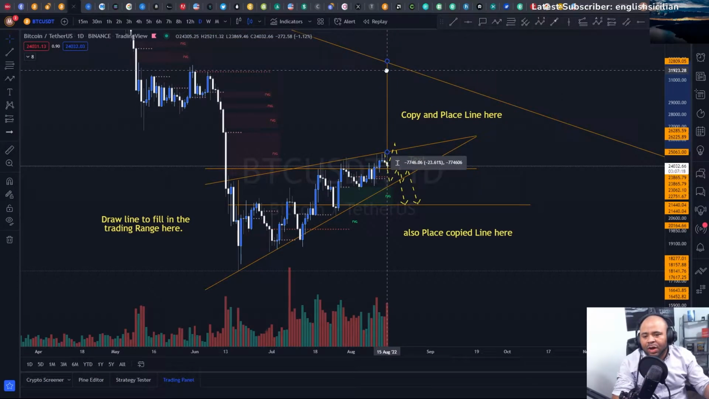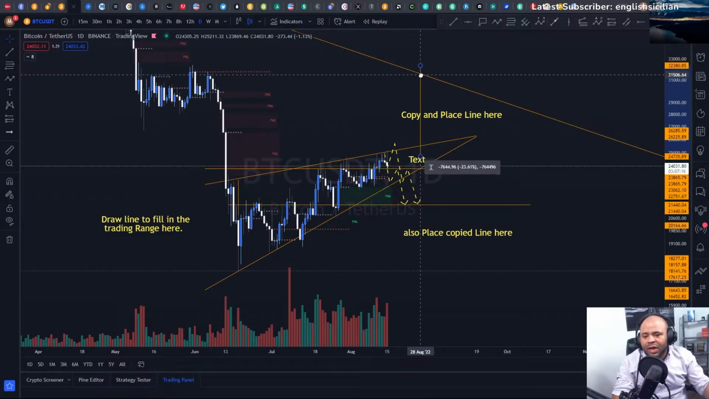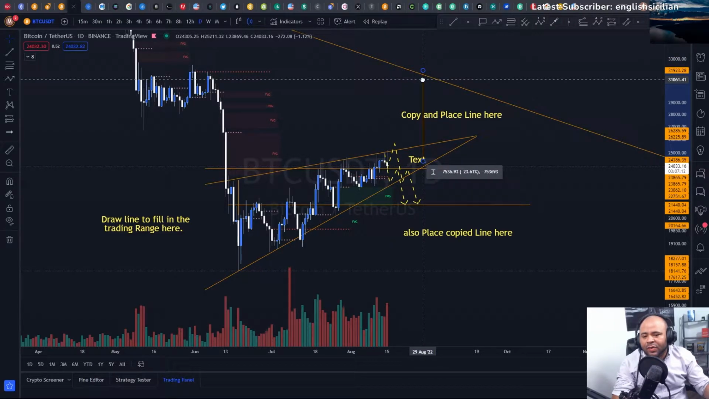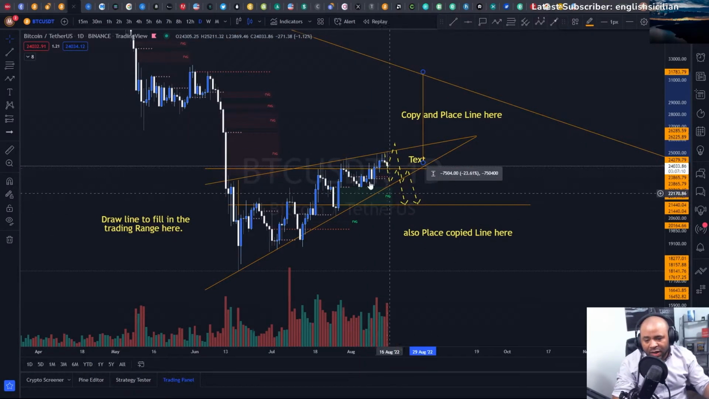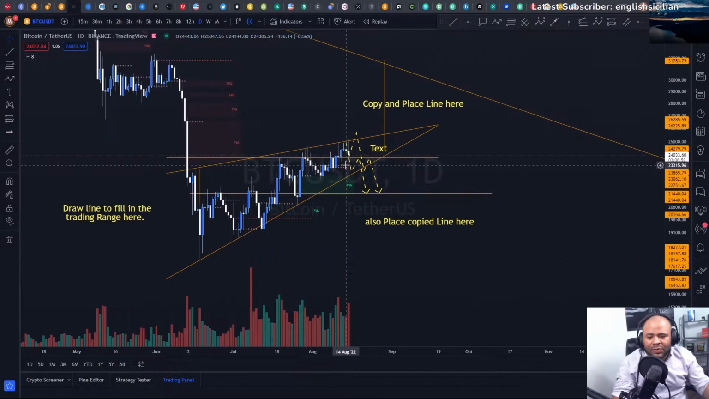So, if we popped out here, it could be 32K. If we came all the way out and dragged this out, it'd be 30K, so on and so forth, 31K, if we remain in the wedge. So if we remain in the wedge, I'm looking for a short here. Already took a short, by the way. I have my stop well above 25K. My liquidation's like 30K, so I'm not too worried. I'm expecting price to pull back from this wedge, come back down to the bottom.